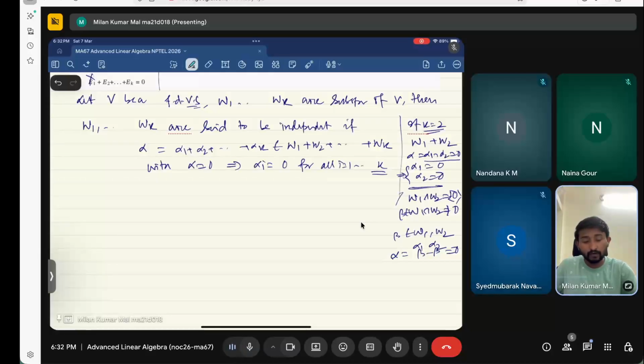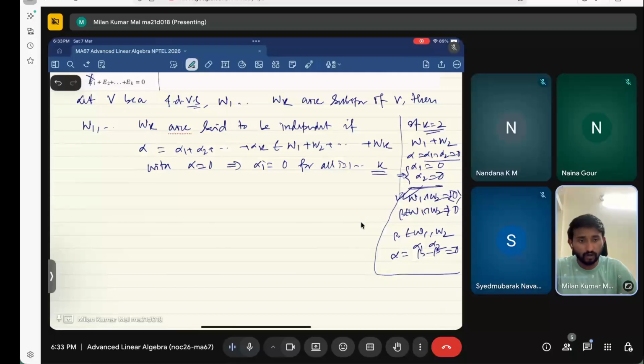So what I just want to say is that this linear independence is what we have already discussed: W1 intersection W2 equals 0. If W1 and W2 are two subspaces, then their intersection is 0. This is what it means to be linearly independent when k equals 2. But whenever k is arbitrary, it will automatically say that Wi intersection Wj equals 0 for all i not equal to j.